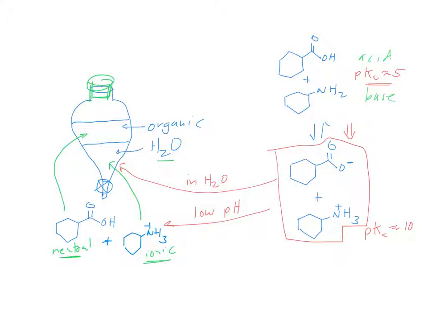Is there any other way that we could do this? Well, what if instead of making a low pH, we made a high pH? So instead of just adding water, we added in 0.1 molar sodium hydroxide. So what's going to happen to these compounds? The carboxylate here is already in its basic form, so it's not going to change at all. It's just going to stay the same.